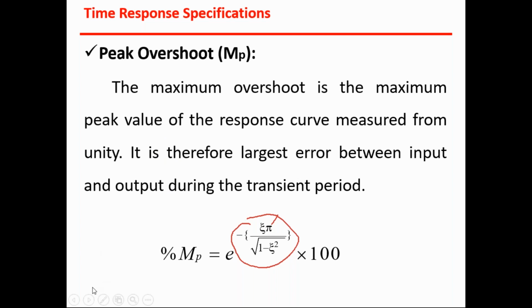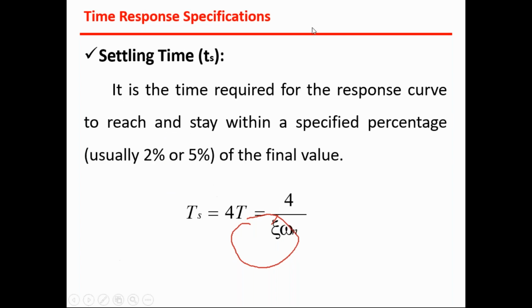Next, settling time. That is the last of the time domain specifications. It is the time required for the response curve to reach and stay within a specified percent, usually 2% or 5%. Suppose it is at 2%, then it is called 4T. So if you get 2%, the settling time we can represent as 4T. If it is 5%, we can represent it as 3T.